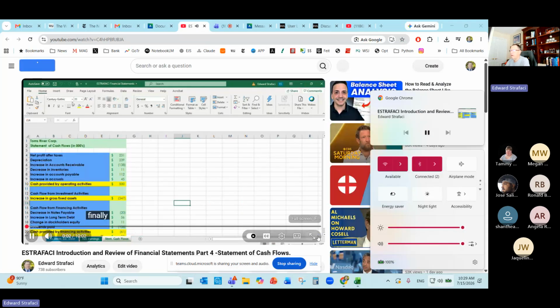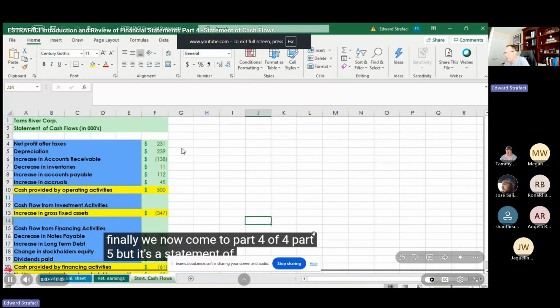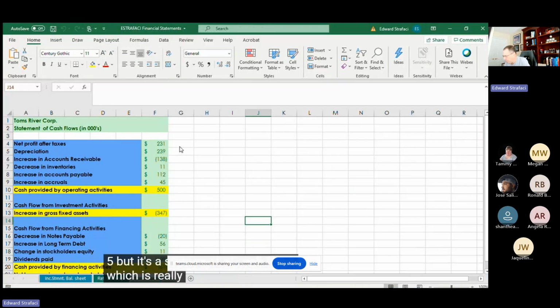Finally, we now come to part 4. I don't know if it's part 4 or part 5, but it's the statement of cash flows, which is really important if you're going to study finance. Remember, accountants are mostly concerned with what they have to report to the IRS and presenting clean financial statements, which is the balance sheet, the income statement, and retained earnings is part of that. That's very important because you do not want to make a mistake, or intentionally make a mistake, on any of your financial statements, because that could carry civil and criminal penalties, as we know.